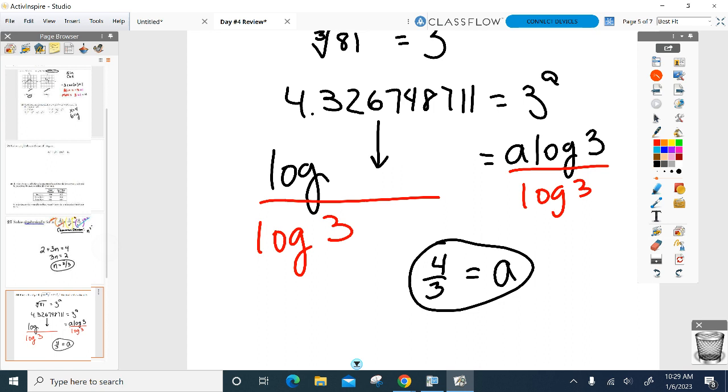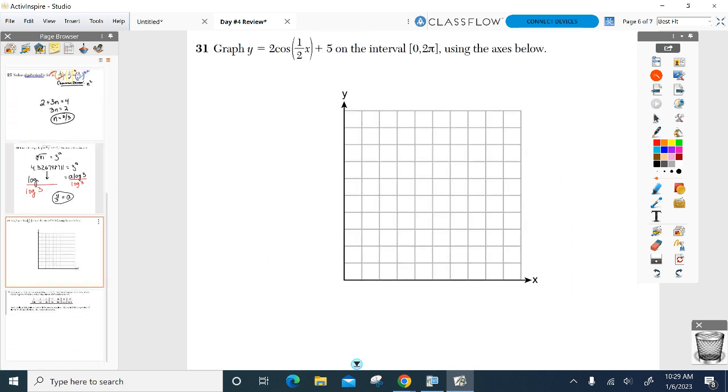So excited to do this one. 31. Anytime I review something that I've taught this year, I get hyped up. Let's see how much we remember. See how well it went.